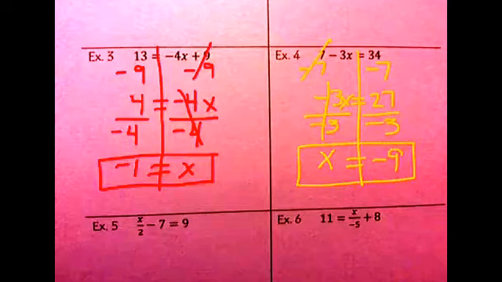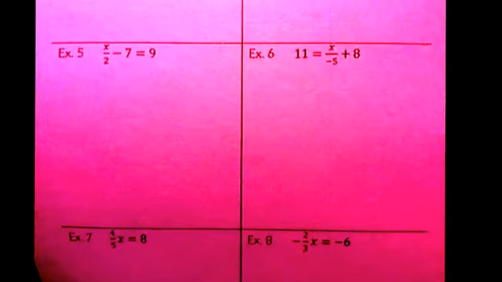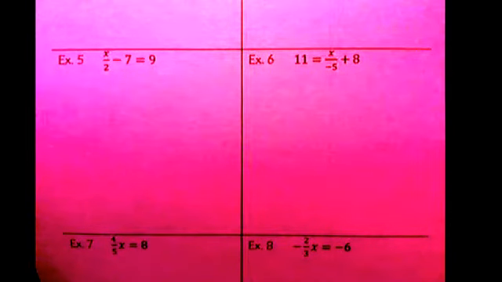Now, for the next few examples, I've got fractions in them, but we remember we've done fractions before, and fractions just mean division. So we shouldn't be nervous about them. We're just going to be doing 2 steps. One of them will include getting rid of division. All right, so example 5.